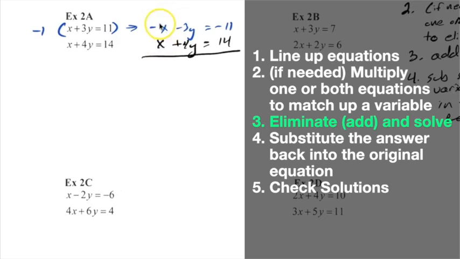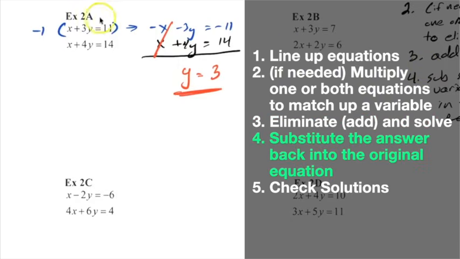These are going to cancel out. Let's just add them. These cancel. -3y plus 4y is just y. And then -1 plus 14 is 3. So we get y equals 3. I solved for one variable. We're already on step 3. Last step, don't forget to plug this back in to solve for your x.